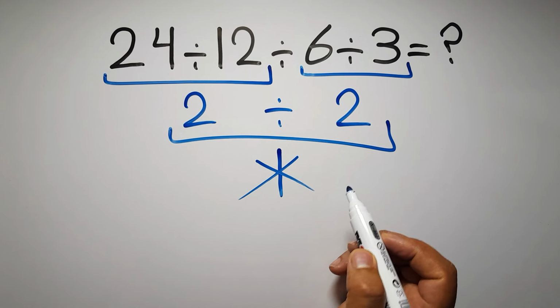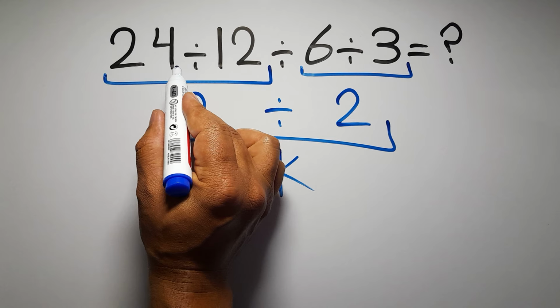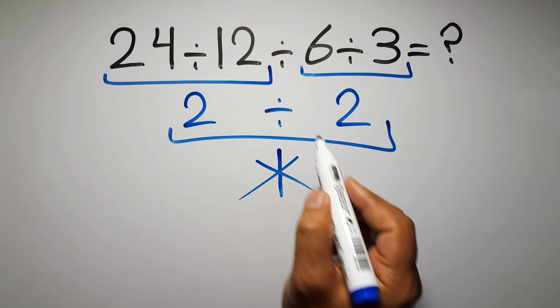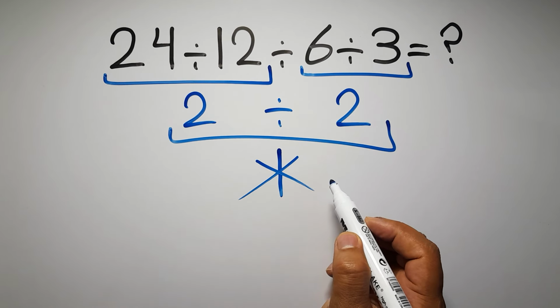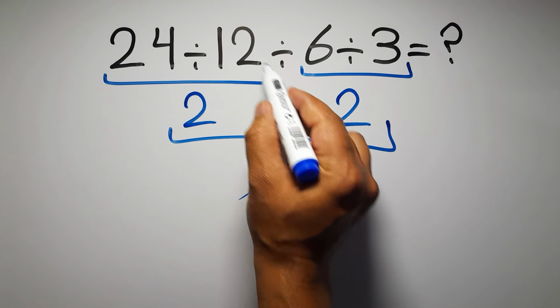work from left to right. So here first we have to do this division, then this division, and finally this division. If we do this division before this division, it is wrong.